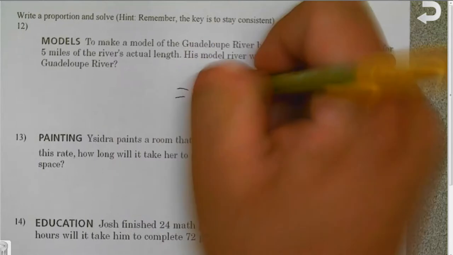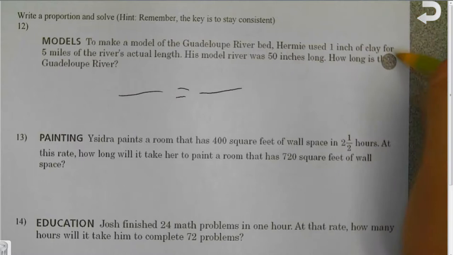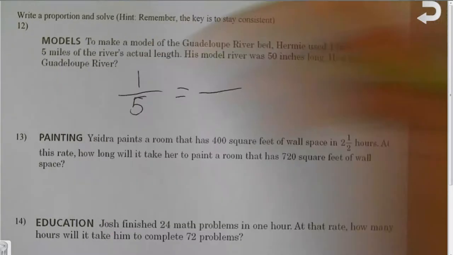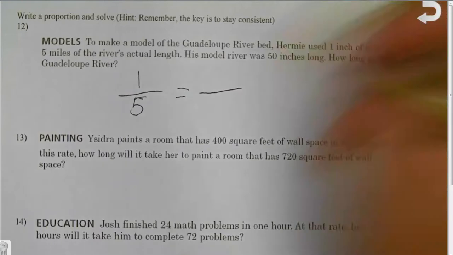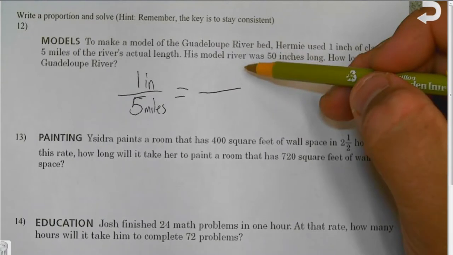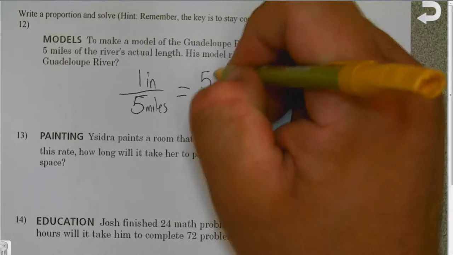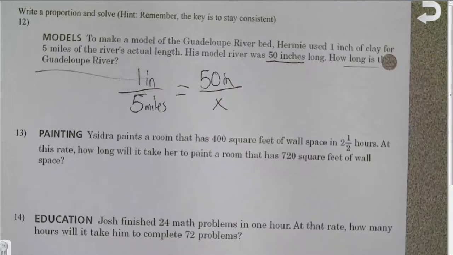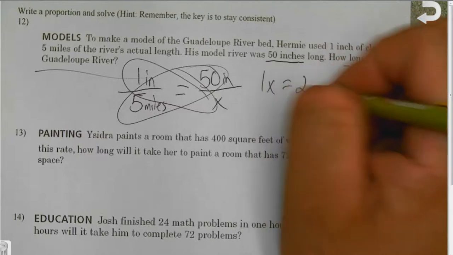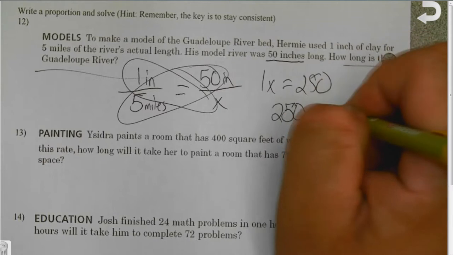Whenever you see a word problem and they're trying to set a proportion, it says here, Hermie used 1 inch of clay for 5 miles of river. There's my first part. I'll even write 1 inch, 5 miles. The next sentence says, the model river was 50 inches long. Well, it says 50 inches, so I know that goes on top. And it says, how long is the river? I know that means miles. I cross multiply. I get 1x equals 250. So the river is 250 miles long.